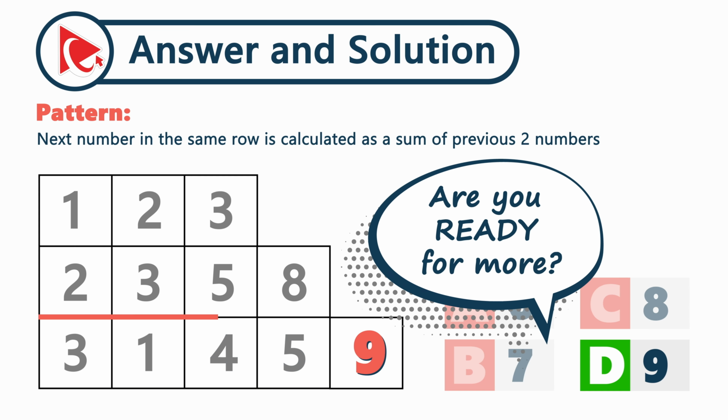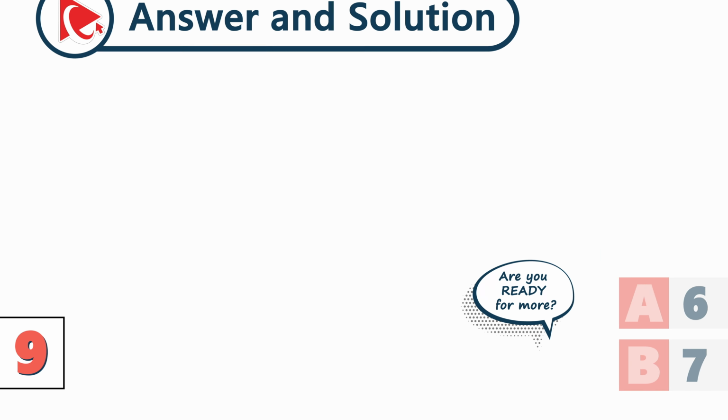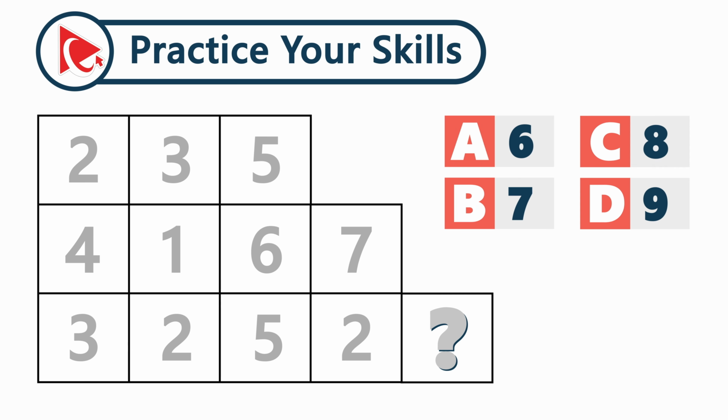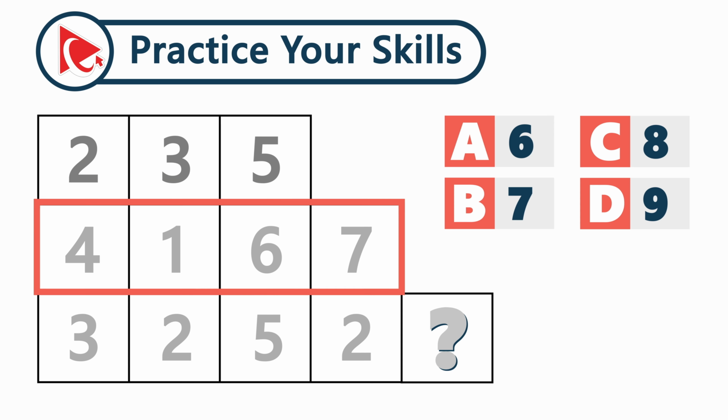Are you ready for more? Try this question to see how you would do. You're presented with a cool looking shape, which has 3 rows of numbers. First row has numbers 2, 3, and 5. Second row has numbers 4, 1, 6, and 7.